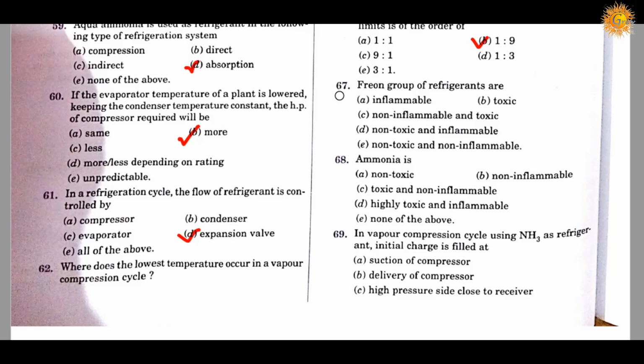Question 67. Freon group of refrigerants are option A inflammable, option B toxic, option C non-inflammable and toxic, option D non-toxic and inflammable, option E non-toxic and non-inflammable. So the correct answer is they are non-toxic and also non-inflammable.